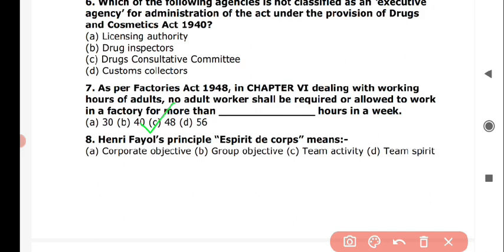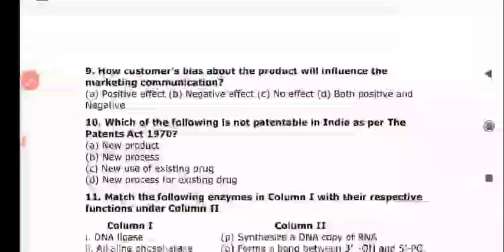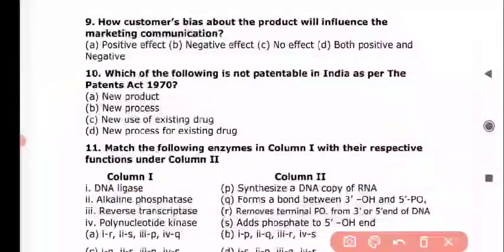Next question is, Henry Fayol's principle, esprit de corps, means, and the correct answer is option D, that is team spirit. Next question is, how customers' bias about the product will influence the marketing communication? And the correct answer is option D, by both positive and negative.